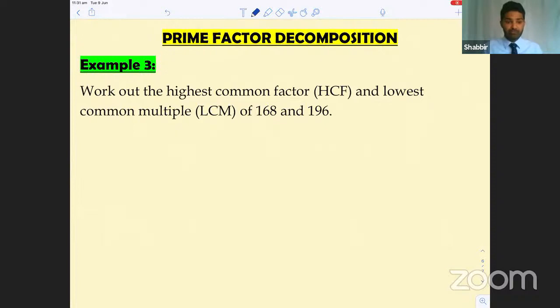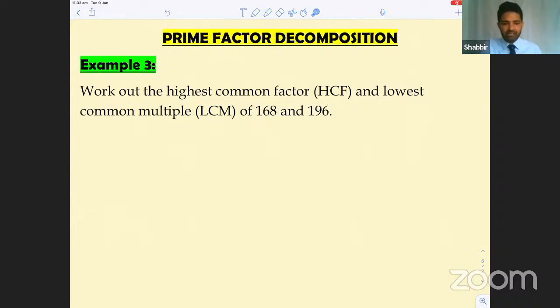So the highest common factor is the biggest number, the highest number that goes into, in this case, 168 and 196. The biggest number that goes into those two, that's the highest common factor. And the lowest common multiple is the smallest number that's in both of those times tables.